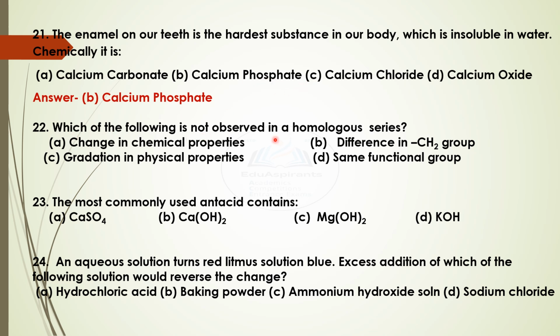22. Which of the following is not observed in a homologous series? Change in chemical properties, difference in CH2 group, gradation in physical properties, same functional group. And the correct choice is A, change in chemical properties for the homologous group.